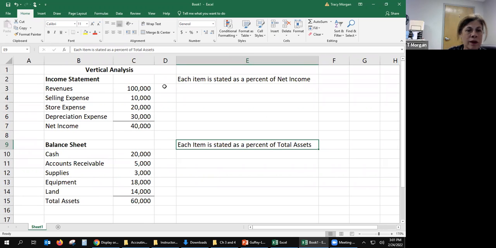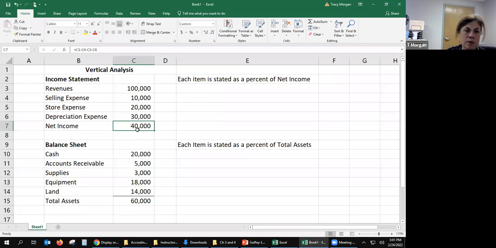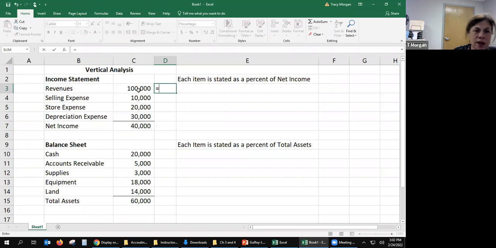So, revenues as a percent of net income. Now you can see here that it's more than twice the size of net income. So let's see what kind of percentage comes up. And the answer is going to be percentage. So I'm going to make sure and click that there. Okay. So I'll take 100,000 and divide it by net income. And that's 250%.